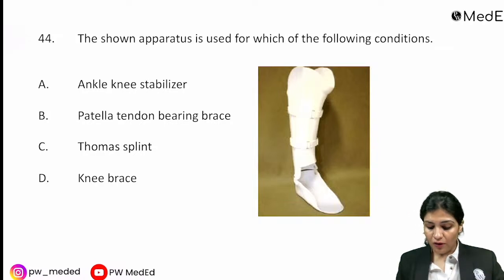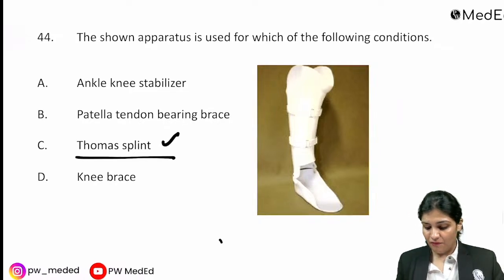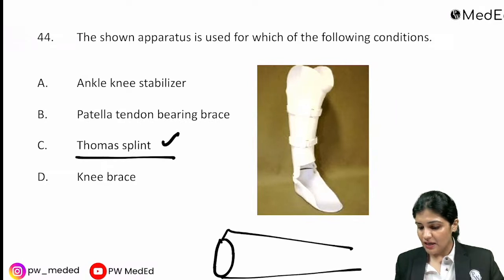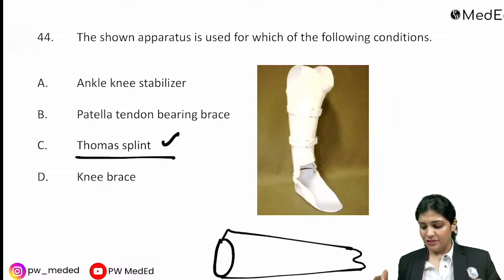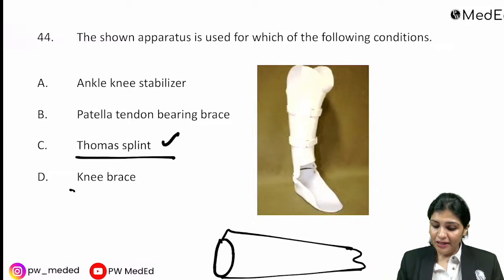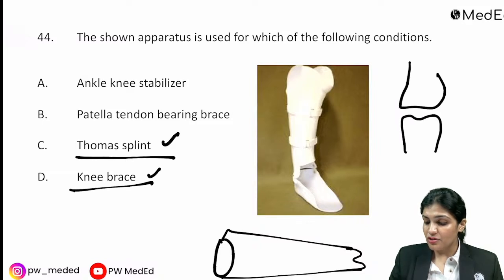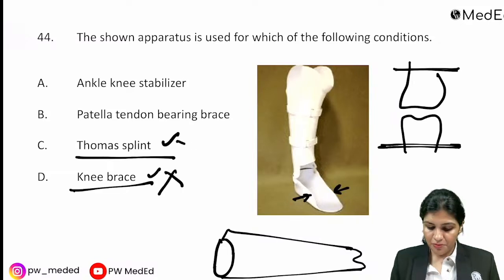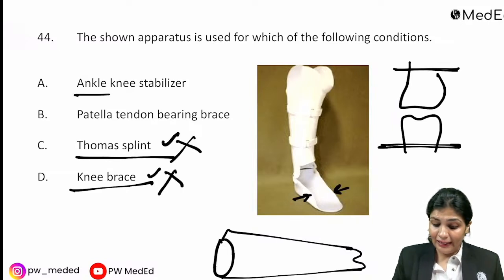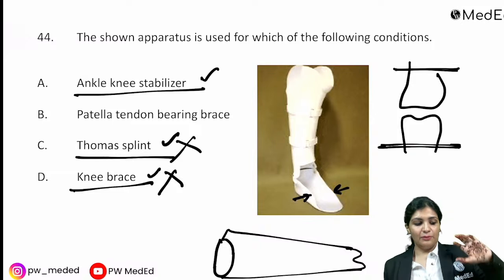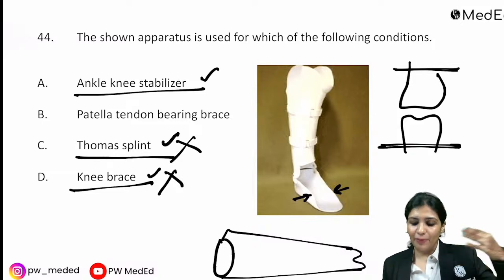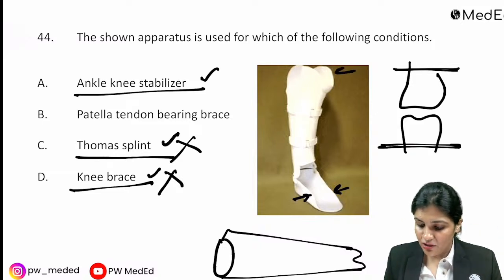So for this, you already know what is Thomas splint. Yesterday we dealt with the Thomas splint, it is something like this. It is used for the immobilization of the femur shaft. Knee brace, if we are using the knee brace, it will start from above the knee, right? So if you think this is the knee joint, it should start from here and end here. But here, this is not Thomas splint, this is not knee brace, and not knee ankle stabilizer. If you want to stabilize the knee, it should go above the knee, but it is just starting from the knee joint, right?